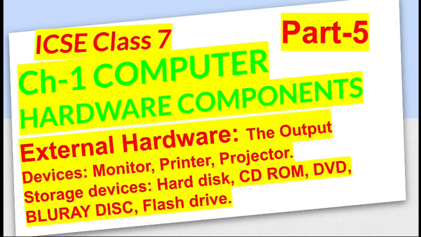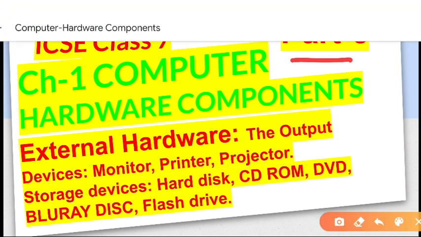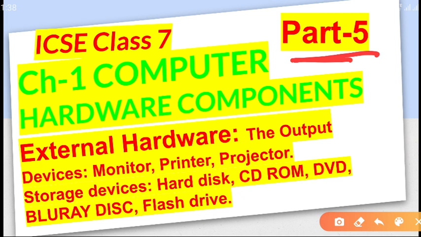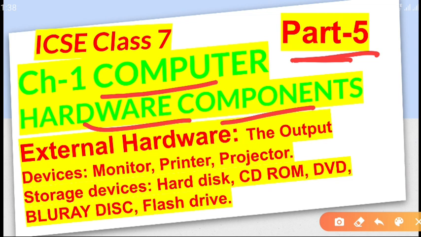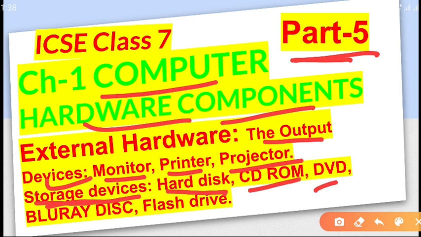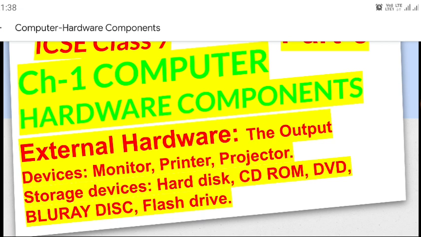Today we are going to start with part 5 of the chapter computer hardware components. In this part we are going to study about the output devices. In the output devices we'll talk about monitor, printer and projector, and then we will talk about some storage devices if time permits: hard disk, CD-ROM, DVD, Blu-ray disc and flash drive. So this is our agenda for today's lecture. So let's start with it.